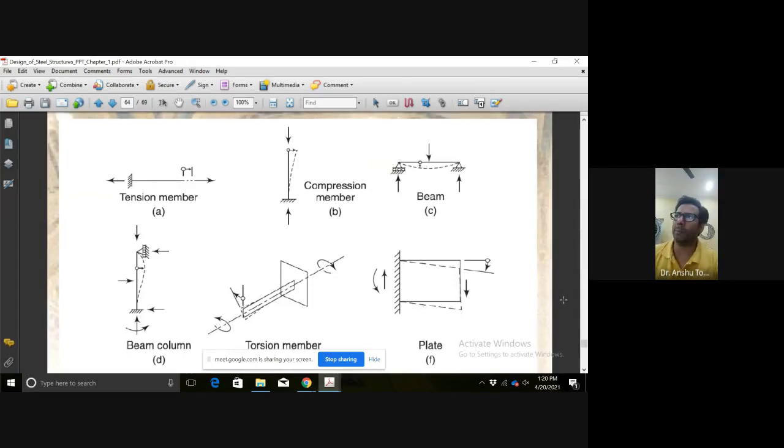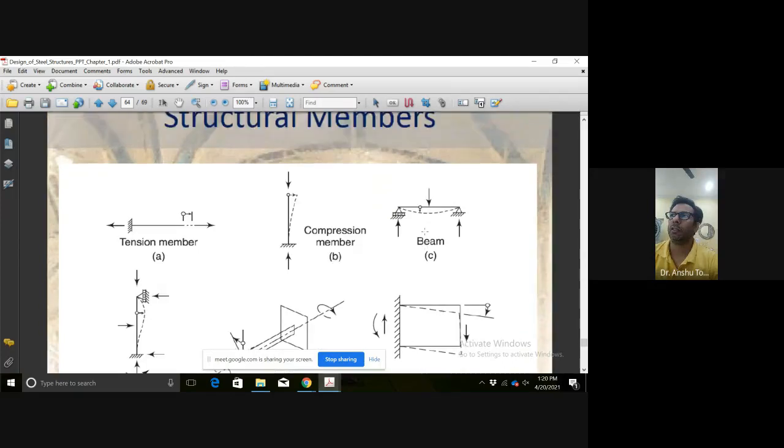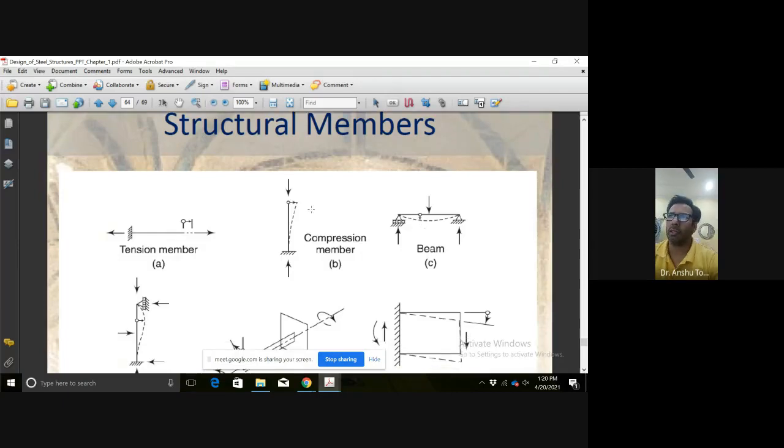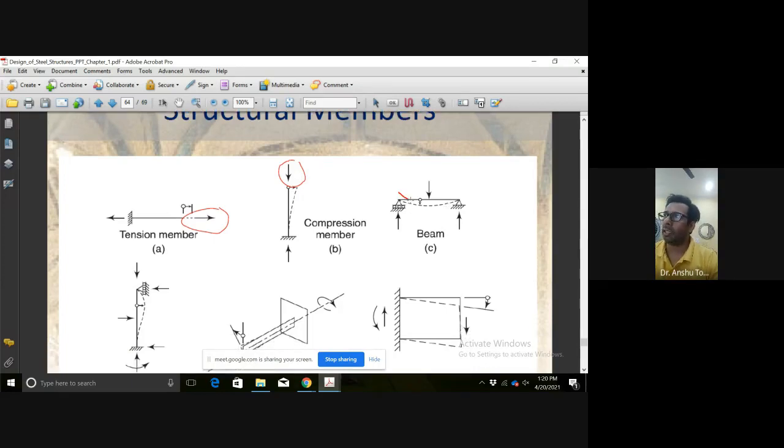This is a simple line diagram explanation of how the behavior is there for tension, compression, torsion. So tension, this is going to stretch a member, it is going to be called a tension member. Where we are compressing it downwards, it will be called a compression member. This is simple flexure.